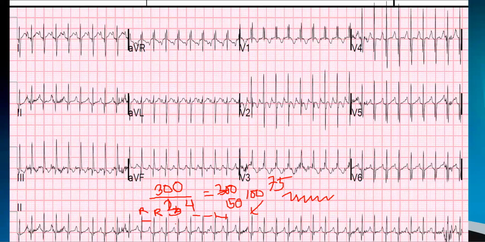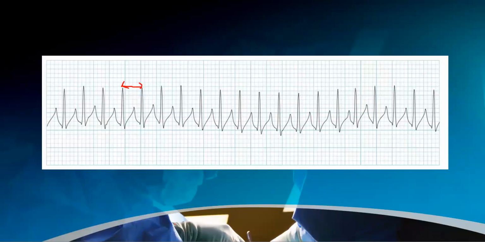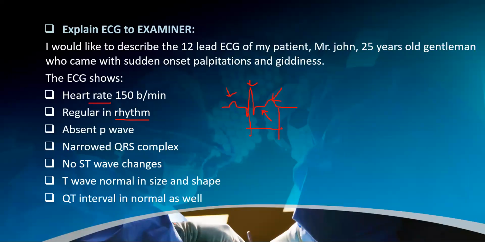Now, if it's atrial fibrillation or flutter, mainly fibrillation, because you will not get a regular RR interval, you cannot use this formula. So at that time, forget about the rate. You don't need to bother with the rate. They are not going to fail you for that.